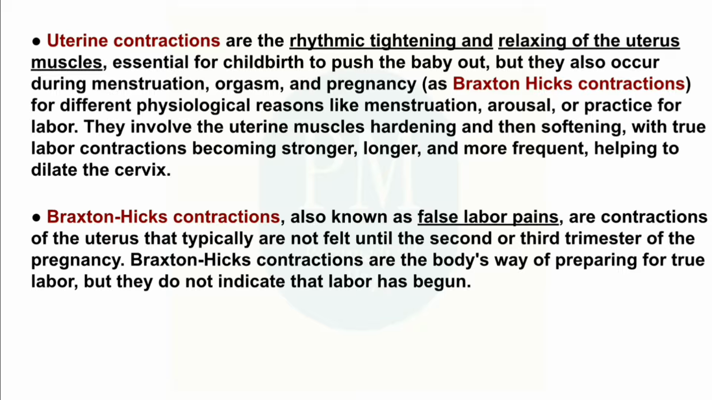Braxton Hicks contractions, also known as false labor pain, are contractions of the uterus that typically are not felt until the second or third trimester of the pregnancy. Braxton Hicks contractions are the body's way of preparing for true labor, but they do not indicate that labor has begun.